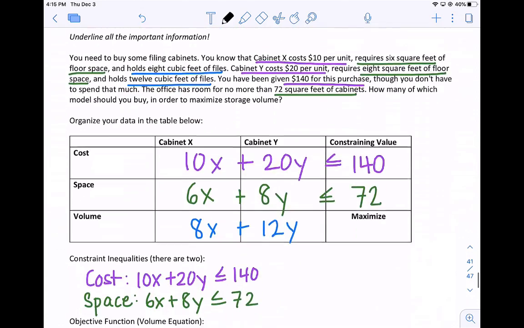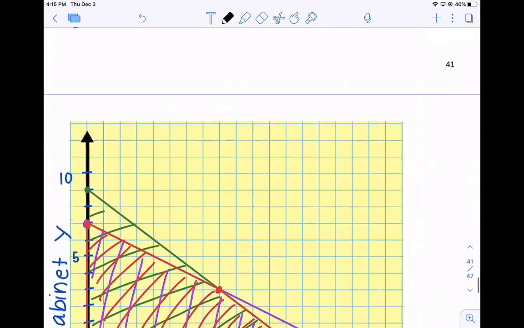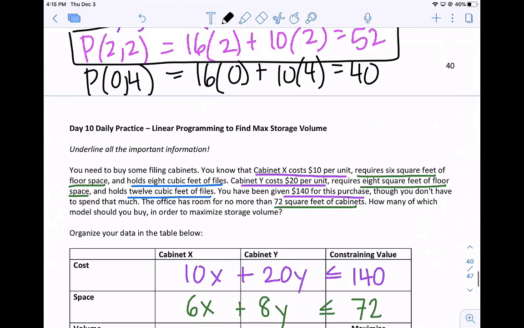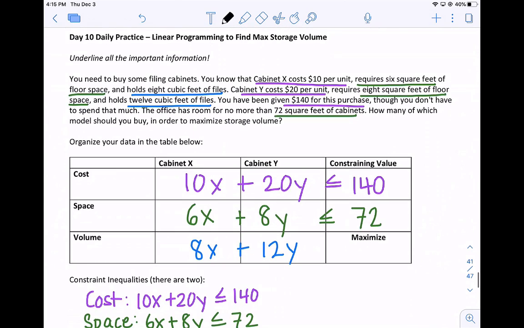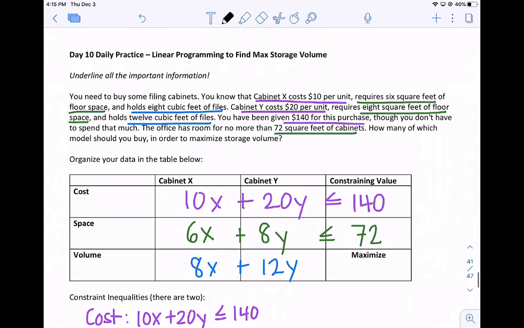All right, so your assignment is to practice this. It's just one more linear programming problem. And I did put the answer key on Schoology if you have trouble setting up the equations, the inequalities, and solving.